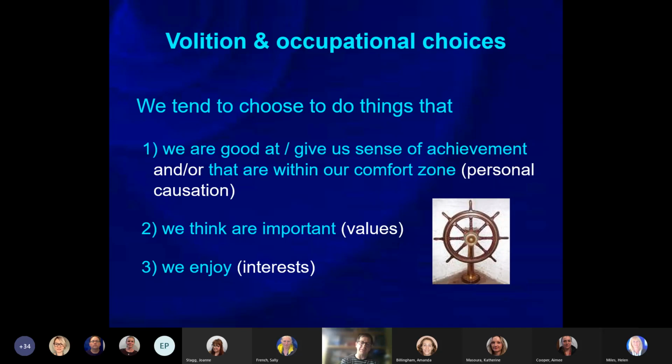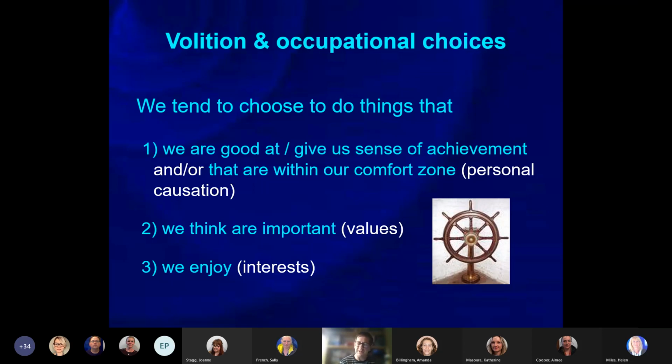Secondly, we choose to do things because we think they're important. And thirdly, we choose to do things simply because we enjoy them. And they're often interwoven. We want to be competent at doing the things that we value, and we tend to enjoy things that we do well, and vice versa. So this, of course, has major implications when we think about interventions with our service users.